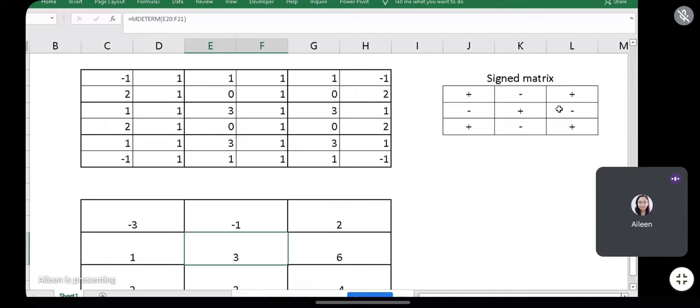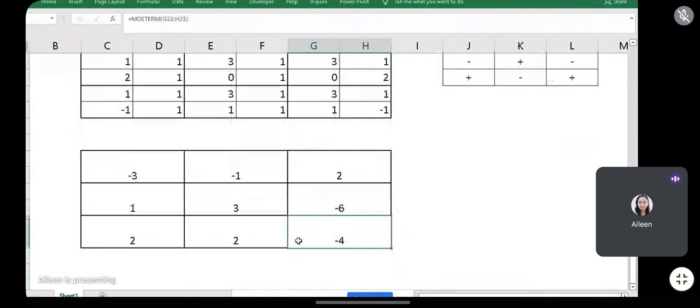This one is positive, so it will remain. The negative one, so this is negative 6. Next, this is positive, so positive 2. This is negative, so it should be negative 2. This one is positive, so it will remain. Therefore, this is now your cofactor matrix, the cofactor of A.